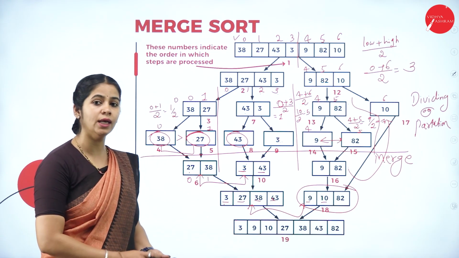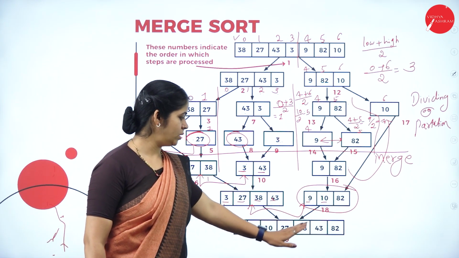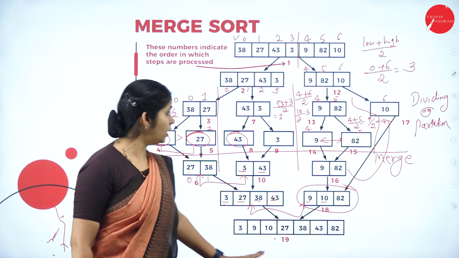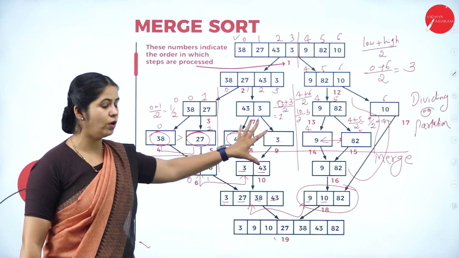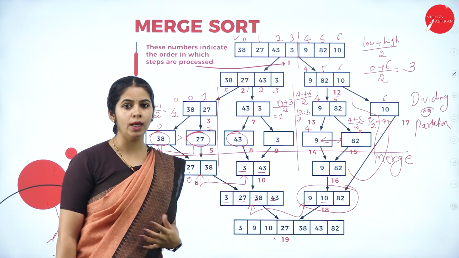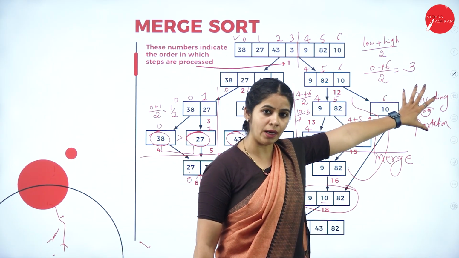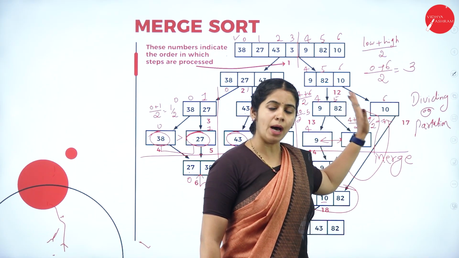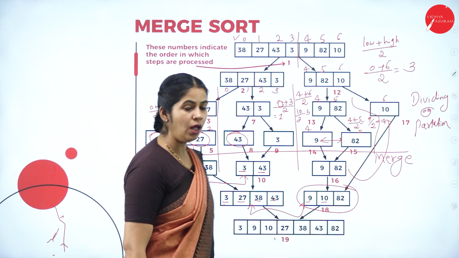So, we are finding the sorted array: 3, 9, 10, 27, 38, 48 and 53 out of the unsorted array given. This is how the merge sort is going to execute itself. So mainly we have to concentrate on the two parts, that is partitioning, how to divide the array, and how to merge the array.